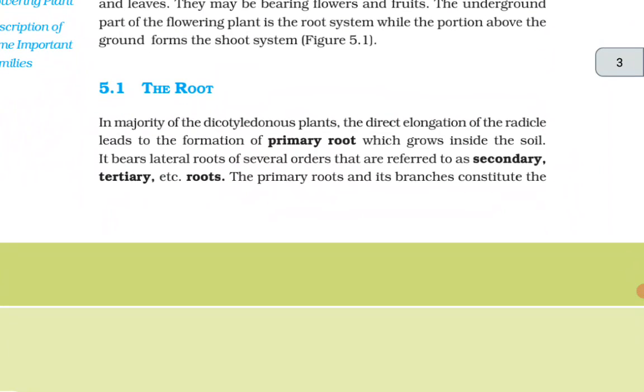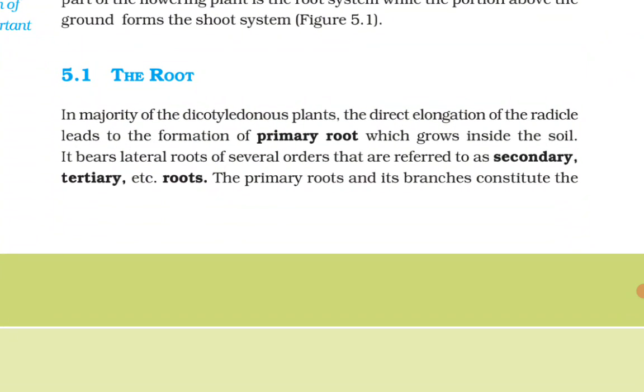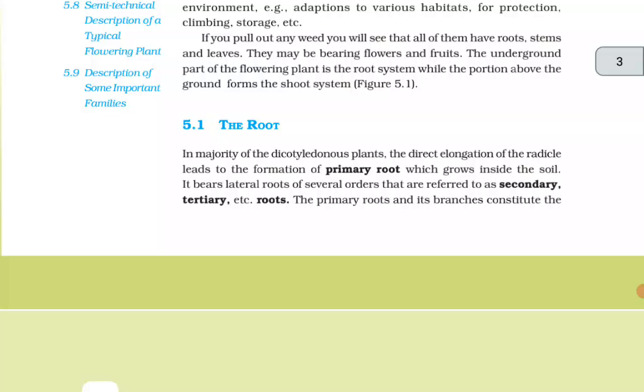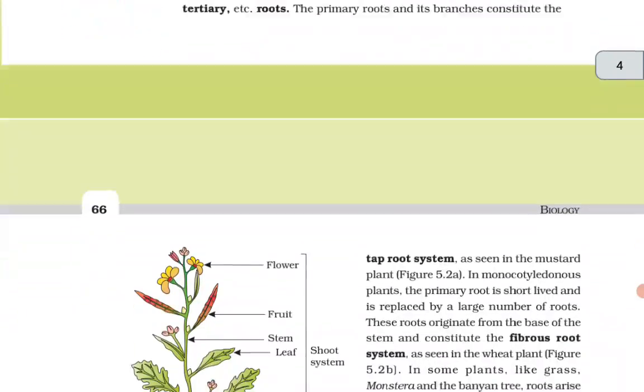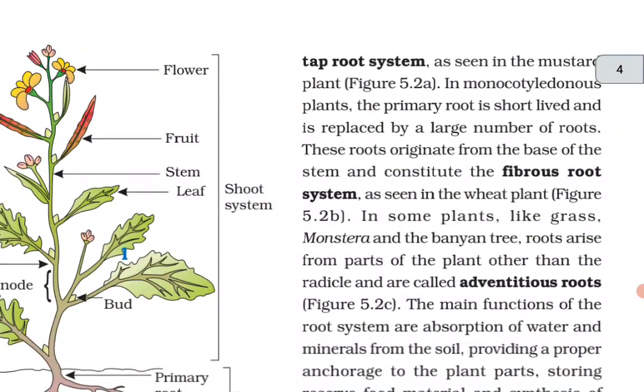5.1 The root. In the majority of dicotyledonous plants, the direct elongation of the radicle leads to the formation of the primary root which grows inside the soil. It bears lateral roots of several orders that are referred to as secondary, tertiary, etc. roots. The primary root and its branches constitute the taproot system as seen in the mustard plant.